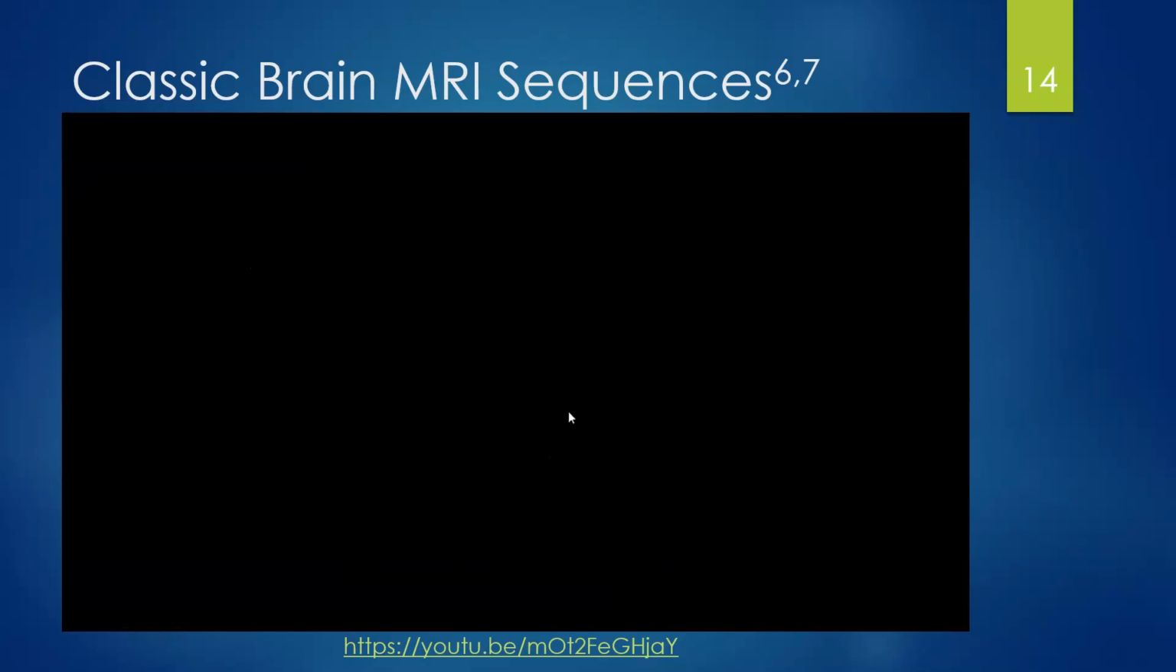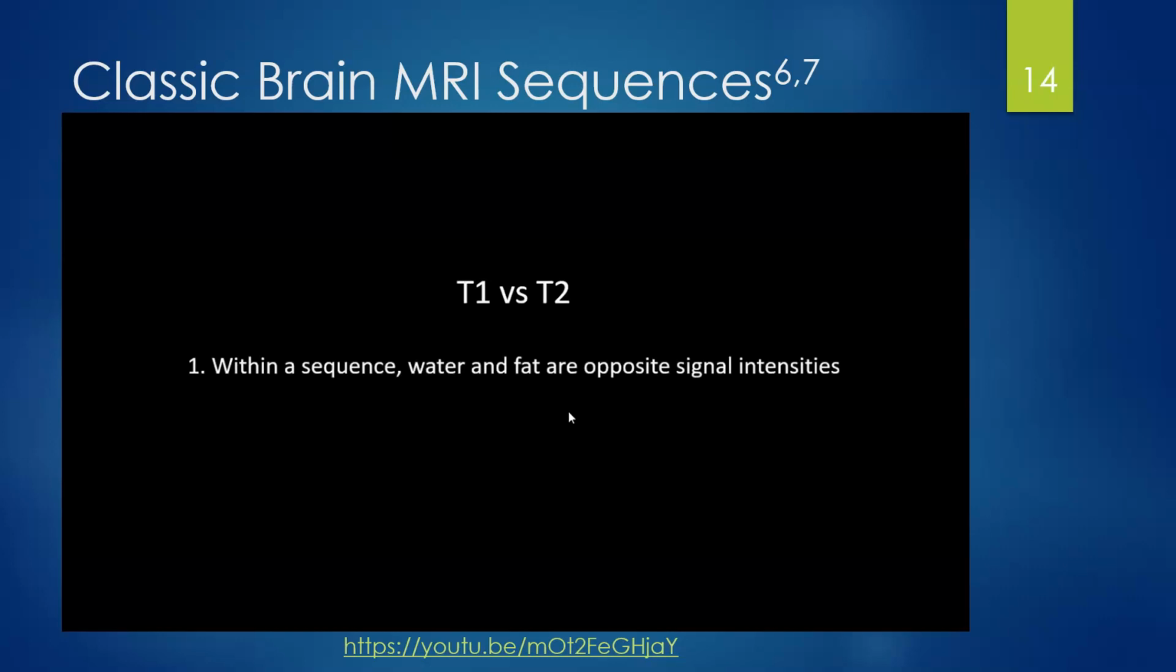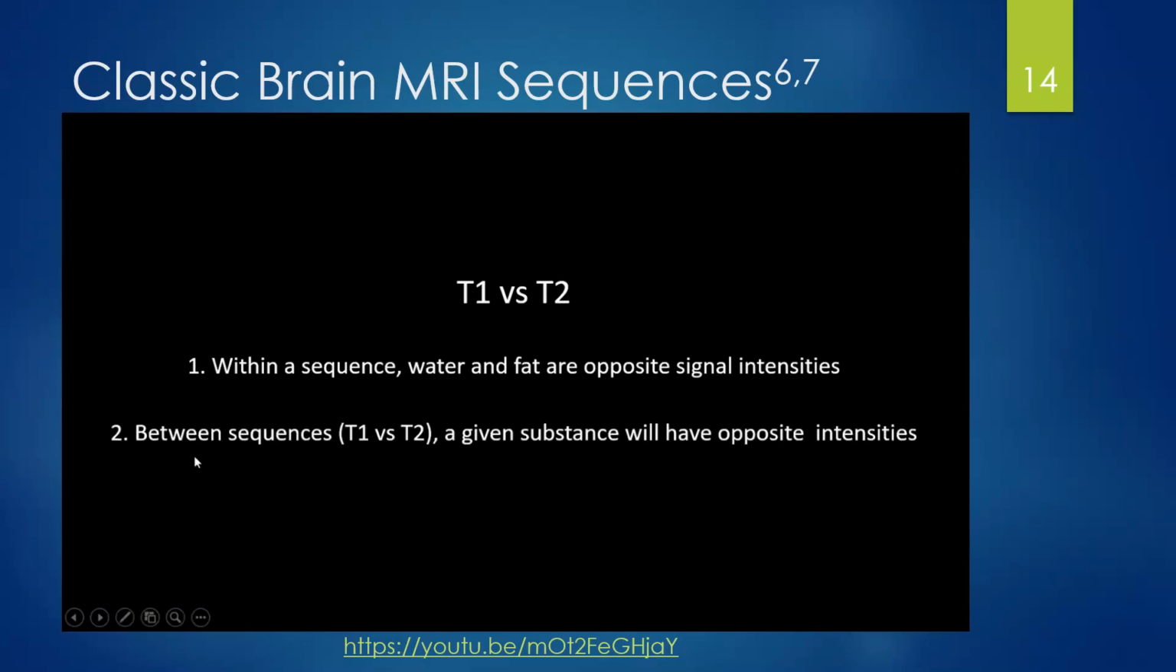Okay, so let's start with T1 versus T2. Very similar sequences, and people get tripped up a lot with these. So between T1 versus T2, we've got 2 basic rules that differentiate the two. Number 1, within a given sequence, so take T1 for example, water and fat are opposite signal intensities. Number 2, between sequences, T1 versus T2, a given substance, take fat for example, will have opposite signal intensities. This will make sense in a minute.